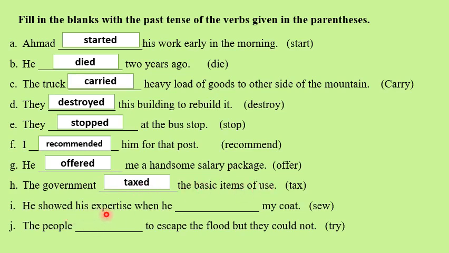He showed his expertise when he dash my coat, when he sew my coat. So here the word sew has the second form, sewed. The people dash to escape the flood, but they could not do. Now here the verb given is try, and we are going to use the past form of try. Tried. The people tried to escape the flood, but they could not.